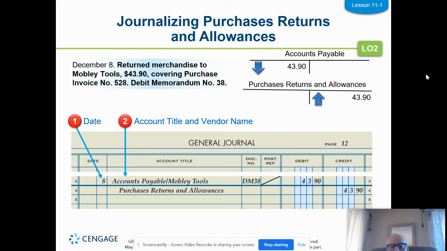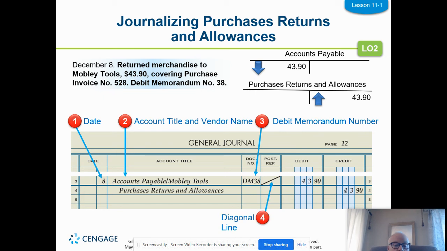We put first of all the document number over here, DM38. And then we're going to do a diagonal line because later on, when we post this, it's going to be posted both to the controlling account, accounts payable, and the subsidiary ledger. We're going to debit $43.90. Accounts payable would be a reduction because accounts payable is ordinarily a credit, increase side. It's going to be a reduction in accounts payable. Purchases, returns, and allowances will have a credit of $43.90.